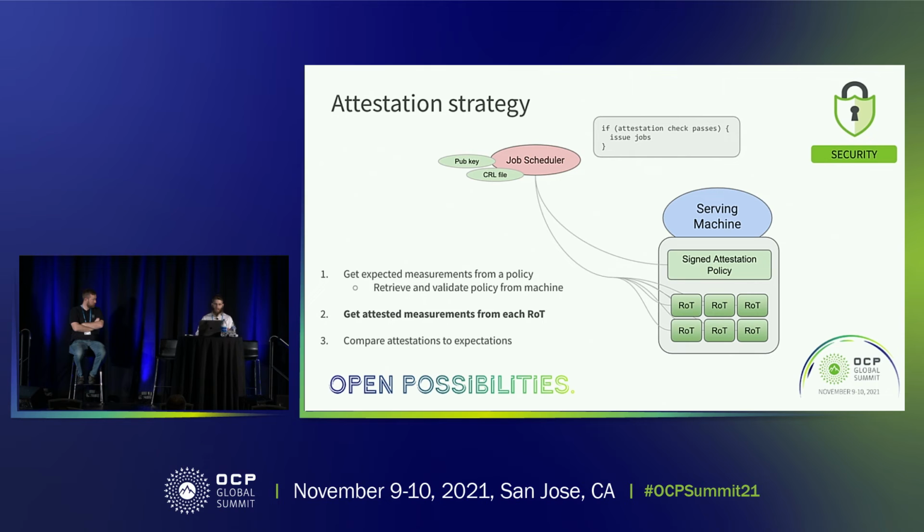All right, that's the policy. But we also need the job scheduler to get the attested boot measurements from every root of trust in the machine to compare to that policy. And how do we do that?